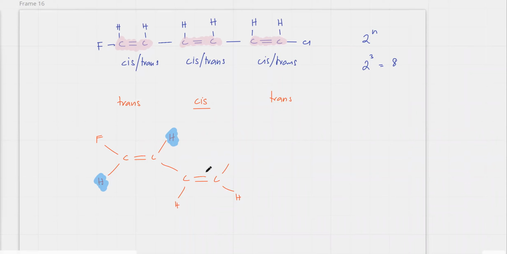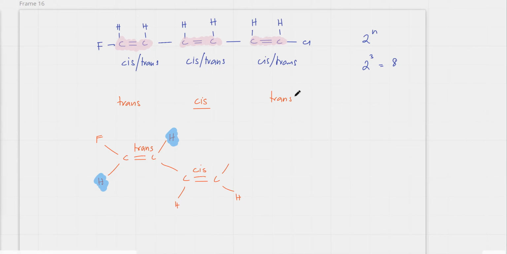That means, if you focus on this double bond, cis means that the H atoms must be pointing in the same direction. So I've pointed them downwards. The first one was trans. So I ensured that for this double bond, one H is attached to this carbon atom and the other is attached to this carbon atom. So in trans, the H atoms are pointing in opposite directions.